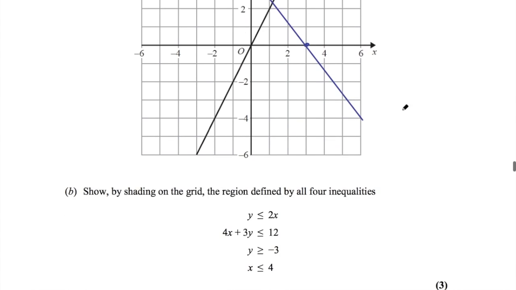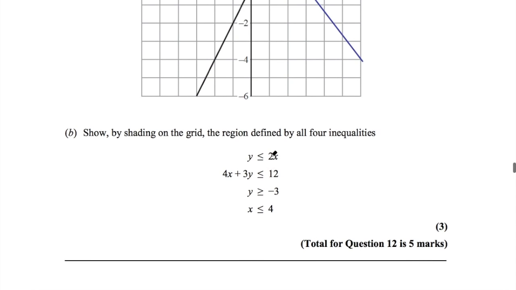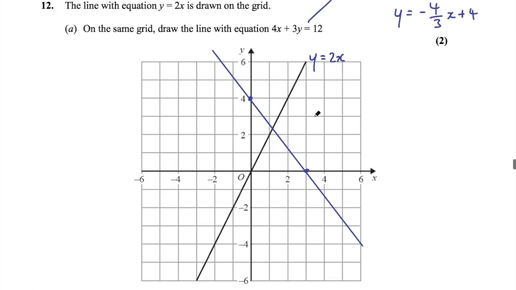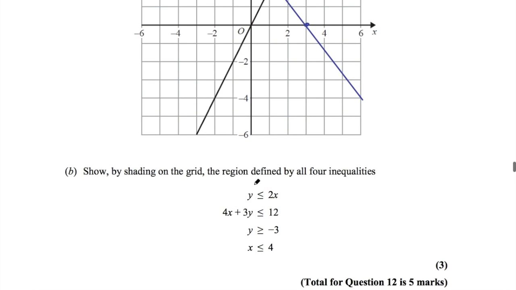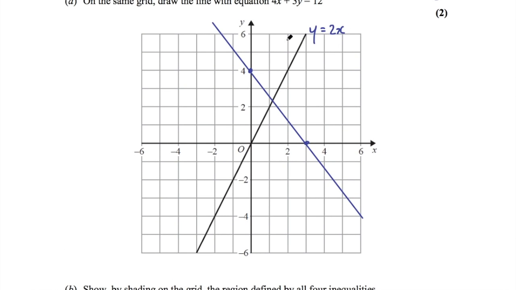Okay, so the next part of this question says, show by shading on the graph the region defined by all 4 inequalities. Okay, so the first inequality is y is less than or equal to 2x. So they've given us this line y = 2x. That was here. And we need the region underneath that line, because when it says less than or equal to, that's underneath. So this is above the line up here as y gets bigger, and this is below the line as y gets smaller.